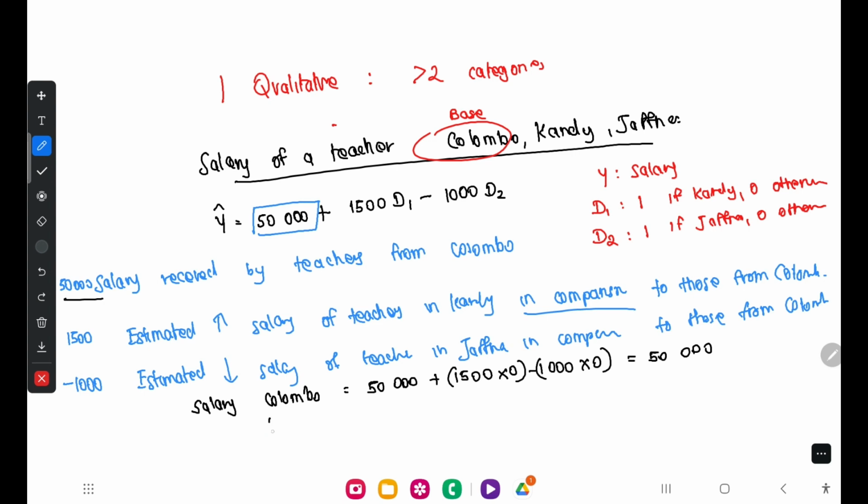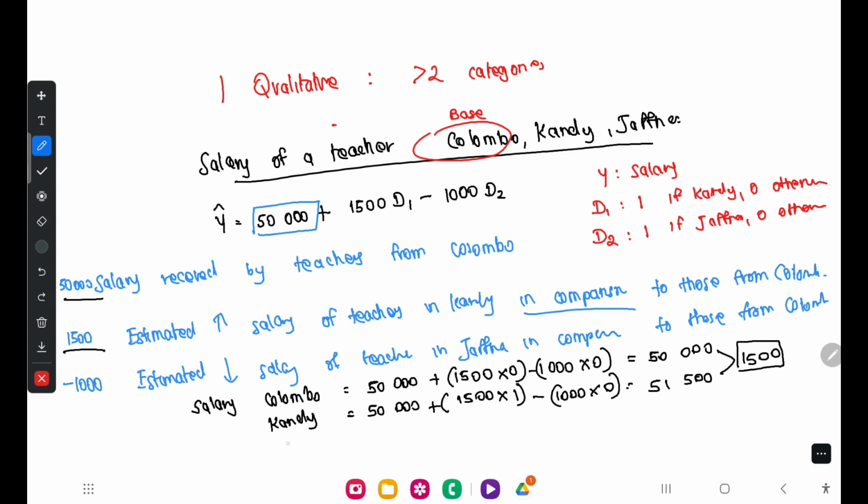Then if that person is from Kandy, then 50,000 plus 1,500. Do we put 0 or 1? We put 1 because that person is from Kandy. Minus 1,000 into, is that person from Jaffna? No, so we put 0. So 50,000 plus 1,500 is 51,500. So this additional 1,500 is received by a person in Kandy in comparison to a person in Colombo, right? That is what I've explained over here.